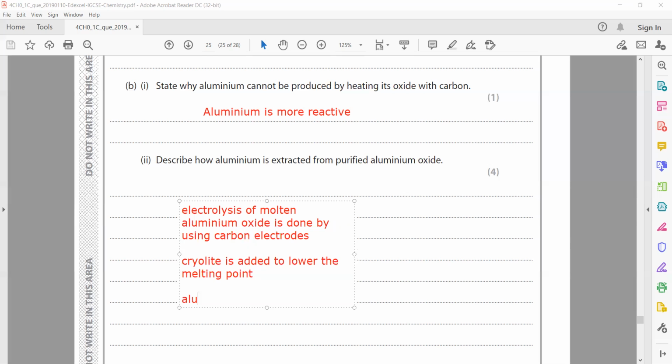And aluminium ions discharge at the cathode to form aluminium metal.